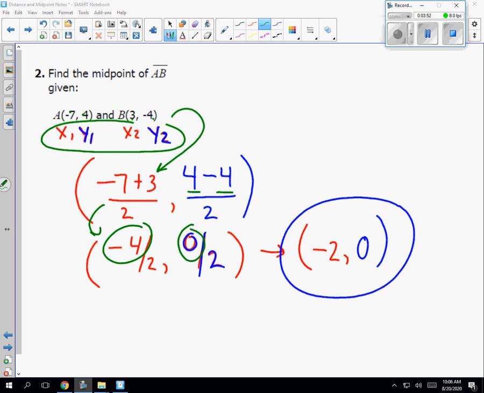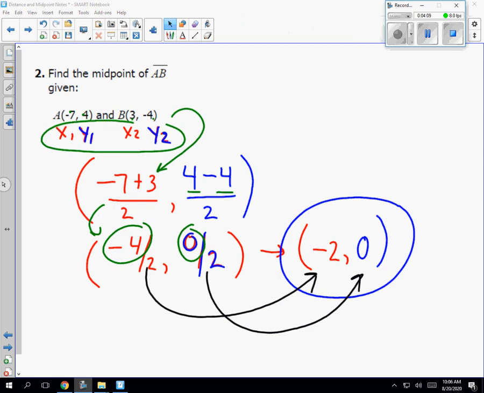Remember, if a 0 is on the bottom of a fraction, then it's undefined. There's an error. But if it's on top, it's always 0. So if I simplify, we got -4 divided by 2, which is -2, and 0 divided by 2, which is 0. So it's (-2, 0) as my answer.